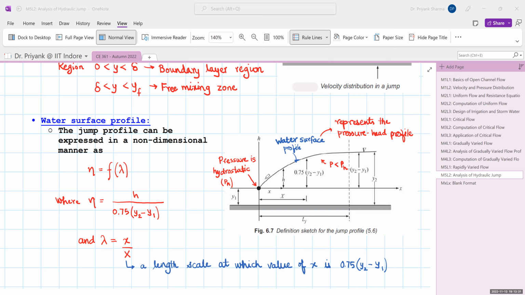So when you are designing hydraulic jumps and you want to find what is the pressure at different points, the profile is very important to understand that pressure variation, and it can be easily calculated using this relationship.